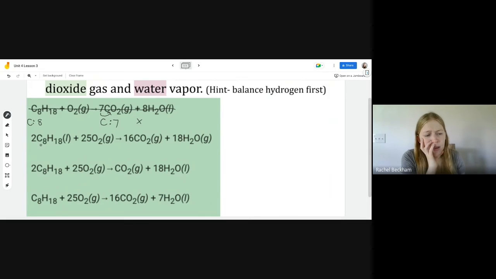Okay. Let's look at this one. How many carbons do I have here? Well, I have 8, but it's times 2 because that 2 is in front. It multiplies to the whole compound. So I have 16 on the left. And then how many carbons do I have on the right? I just have 1 carbon right here, and it multiplies to that 16. So I also have 16. So that's balanced so far.